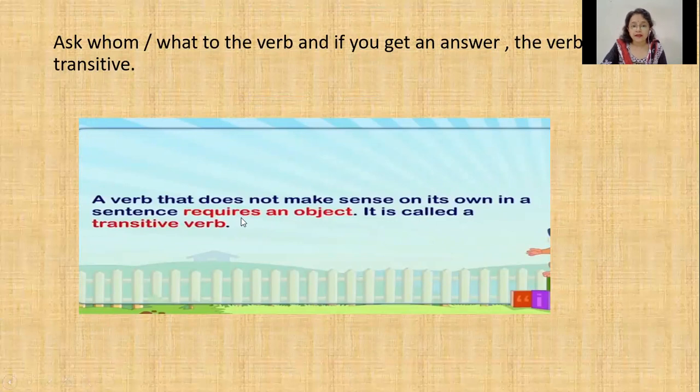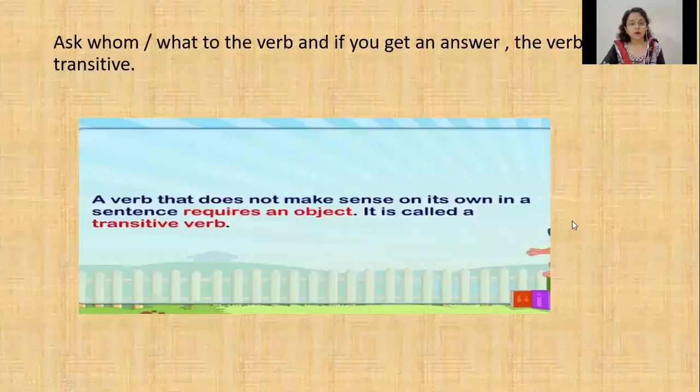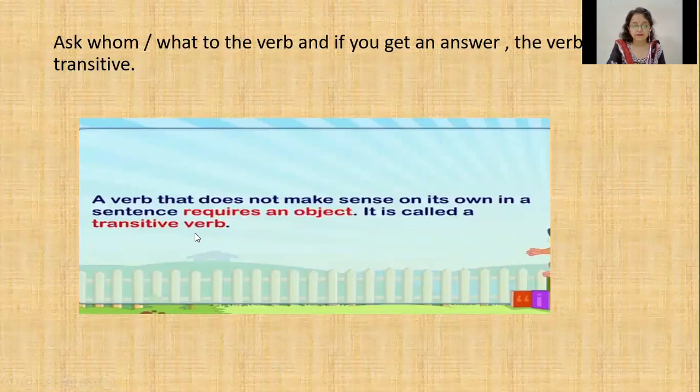A transitive verb does not make sense on its own in a sentence and it requires an object. Just now, if you recall the first sentence, do you read? Do you read what? It is called a transitive verb. Sometimes it happens that in a sentence, you will not get any object. So what would be in that case? We will get to know that. Just have patience. Let's check again this definition with that example.